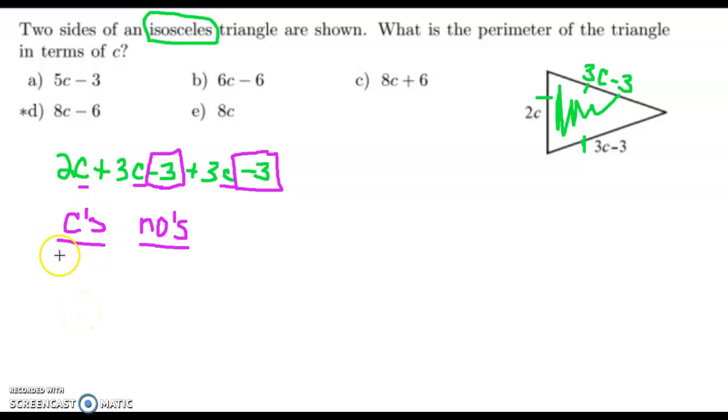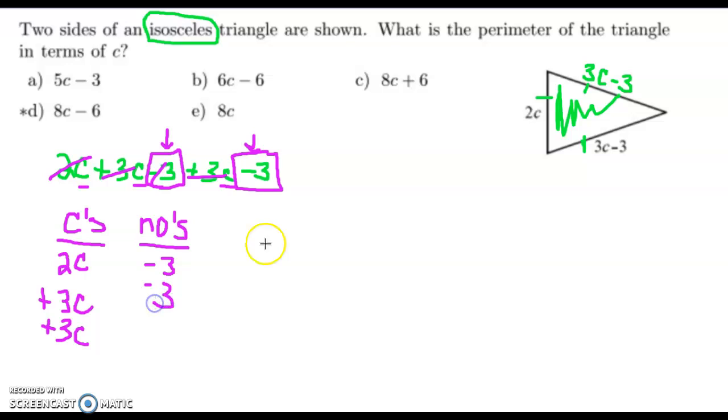Now I'm going to place all the terms underneath the correct column. I have a 2c here, so that's going to go under my c's, and it's positive, so I don't have to put a sign in front of it. I have a positive 3c here, so I'm going to write that down here because that has a c attached. And I have a positive 3c right here. Okay, so I've used all my c's. Now I'm going to go to my no's column, which I highlighted here already with these boxes. So I have a negative 3, and I'll cross it out as I write it down, and then I have another negative 3.